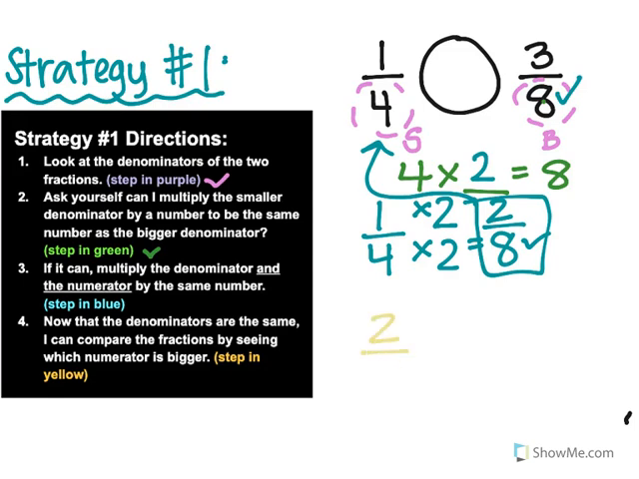So I keep my 2 eighths on this left side where the 1/4 was, and then I bring down the 3 eighths because it already had the 8 denominator, and I can look at the numerators now. 3 has a bigger numerator, so it is going to be the bigger fraction. So 1/4 is less than 3 eighths.